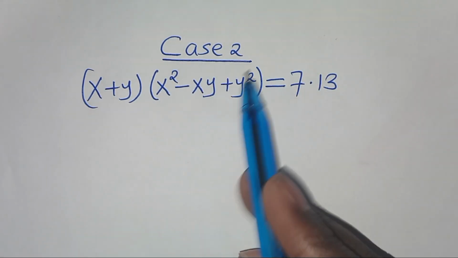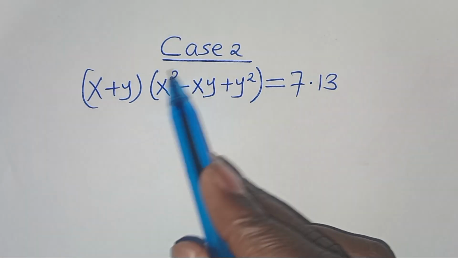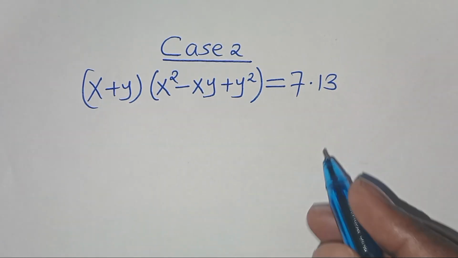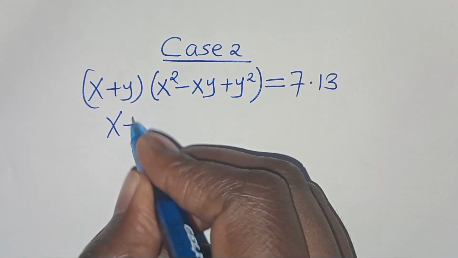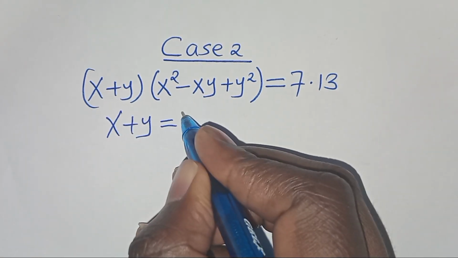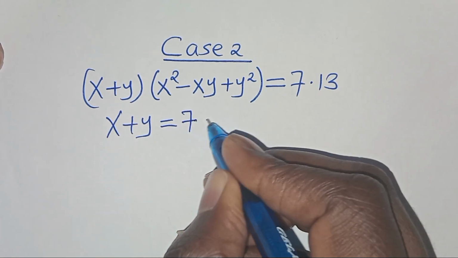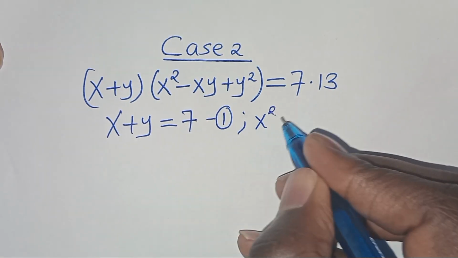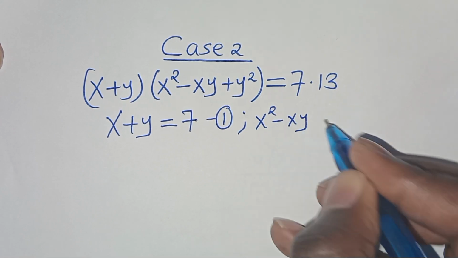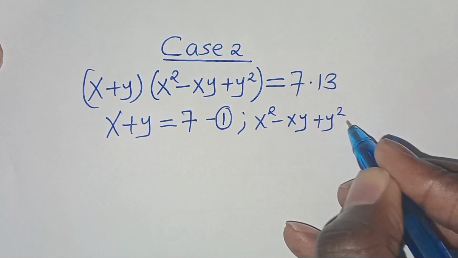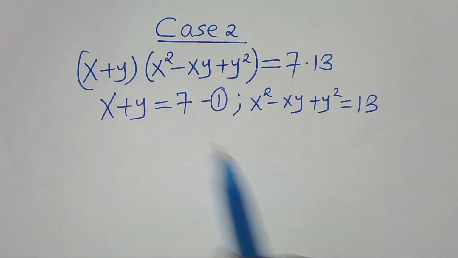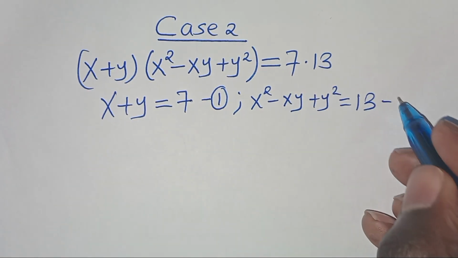So case 2 here, we have x plus y multiplying by x squared minus xy plus y squared. This is equal to 7 times 13. So we have that x plus y is equal to 7. You can call this equation 1. And then we have that x squared minus xy plus y squared is equal to 13.